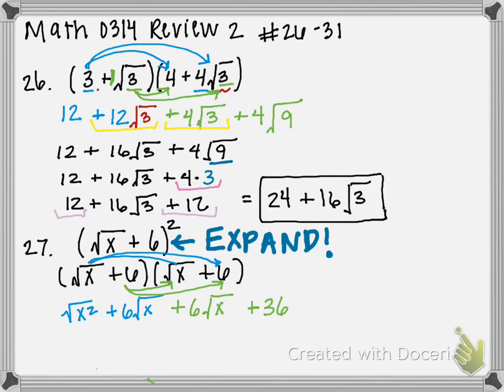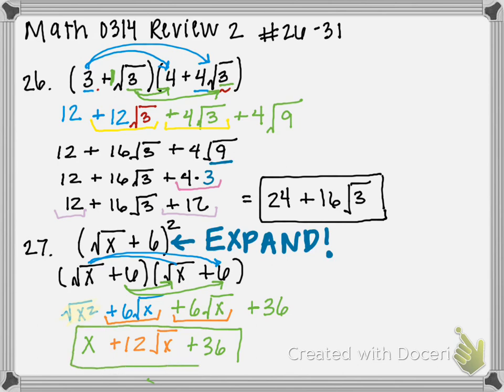So if we look through here for some things to do, I see a couple of things. First, I know that the square root of x squared is really just x. And then we also have some like terms. So we have 6 square roots of x right here plus another 6 square roots of x. So that would be plus 12 square roots of x. And then 36 doesn't have any like terms, so it's just going to come down. And we will be done with 27.